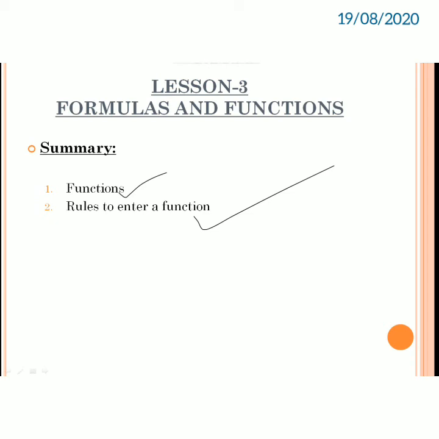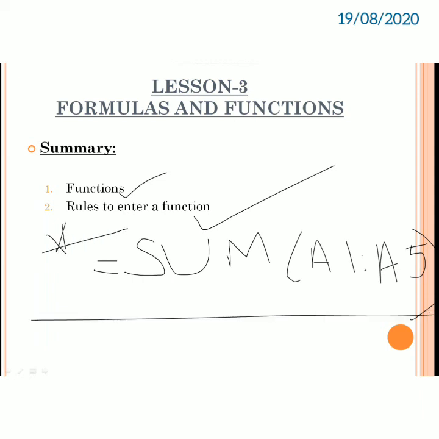For example, if we want to add the values within the range of cell addresses A1 to A5, the formula will be what? The function will be equal to sum, and within the parenthesis we have to give the argument, that is the cell address A1 to A5, isn't it? Yes or no, dear children? I hope all of you are clear with the rules to enter a function.